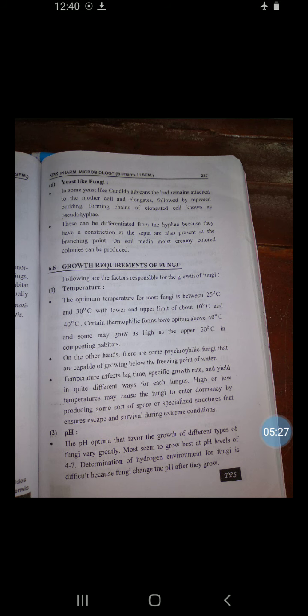It affects growth rate, lag time, specific growth rate and yield in quite different ways for each fungus. Then high or low temperature may cause the fungi to enter dormancy by producing some sort of spores or specialized structures that ensure escape and survival during extreme conditions.